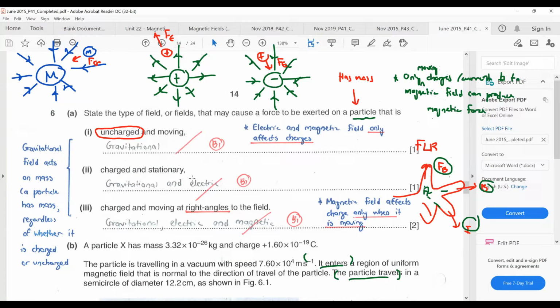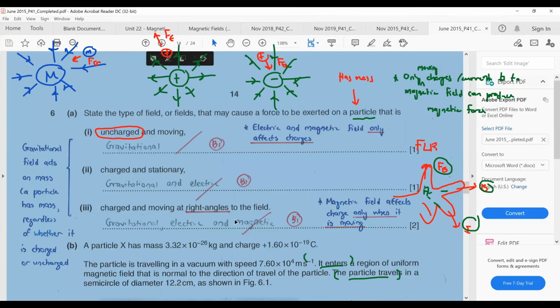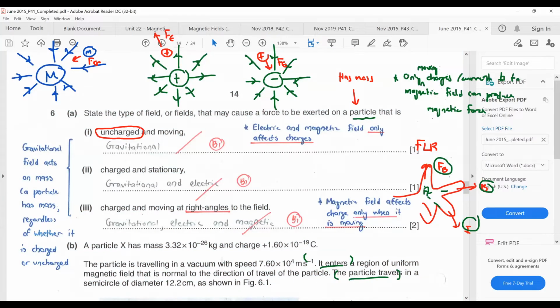Then after that, if you look at the last one, they tell you that the particle is charged and moving at right angles to the field. So same thing, the particle has mass, so the gravitational field will affect it. It has a charge, and it doesn't matter whether it's moving or not moving, as long as it has charge, the electric field will definitely affect it. Now it is charged and moving at right angles to the field. Okay, so it's moving and is at right angles to the field, so definitely the magnetic field can affect it.